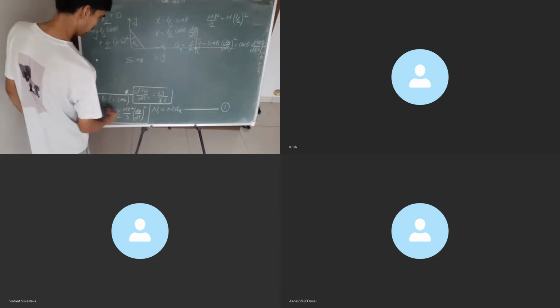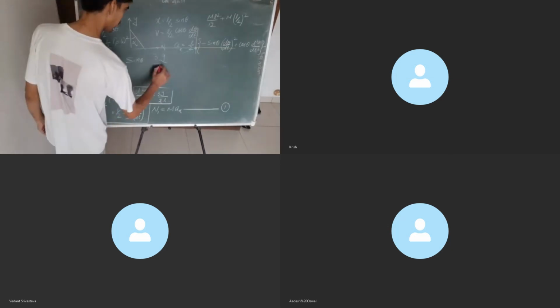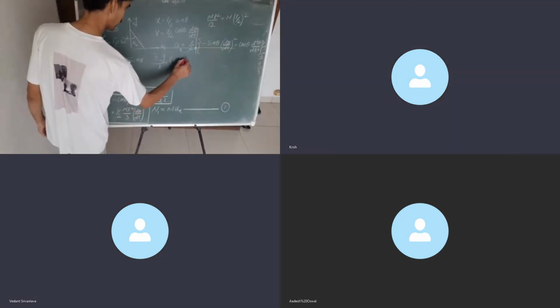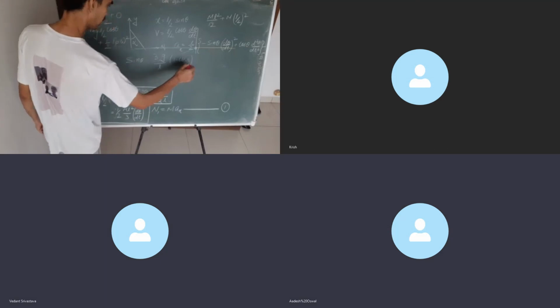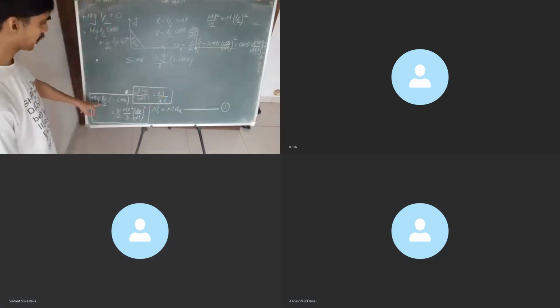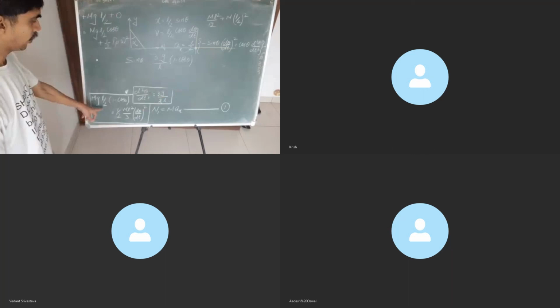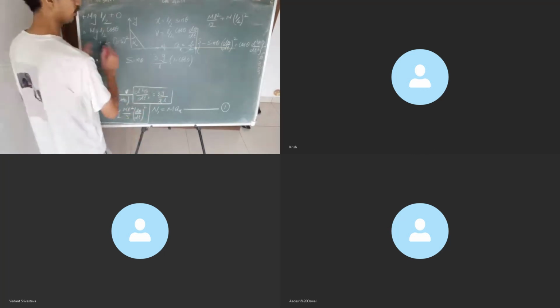3g by L, correct? Into 1 minus cos theta. That is to me, d theta by dt whole square. From here, 3g by L into 1 minus cos theta. Okay, sin theta goes to that side, is equal to cos theta as it is.